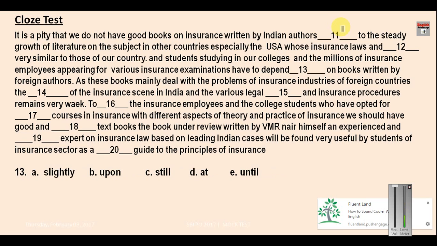Okay, now let me see the options given in question number 13. Slightly, upon, still, at, and until. Now here we are saying, since there are not many books available written by Indian authors, we have to depend on the books written by foreign authors. So here the correct option will be still. Examinations have to depend still on books written by foreign authors. So it still makes complete sense here, and it fits perfectly. So still will be the answer here.